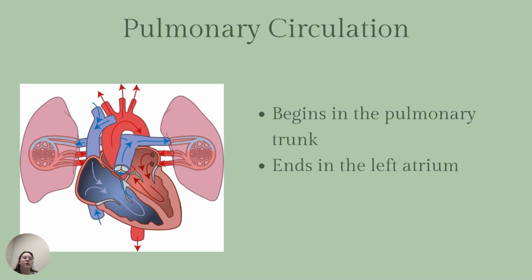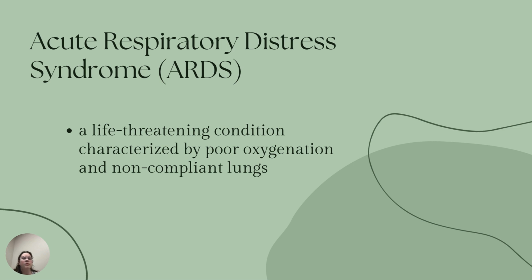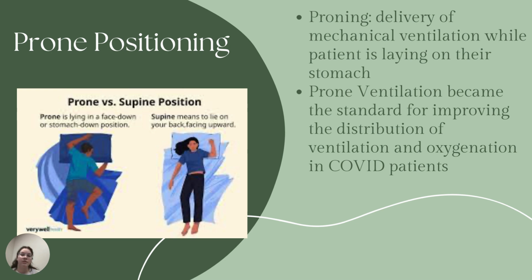So we've got pulmonary circulation. Begins in the pulmonary trunk, ends in the left atrium. Just acute respiratory distress syndrome. Ends up being poor oxygenation and non-compliant lungs, and therefore they can't protect their own airway at times. And then the big thing that we do for ARDS patients is proning.